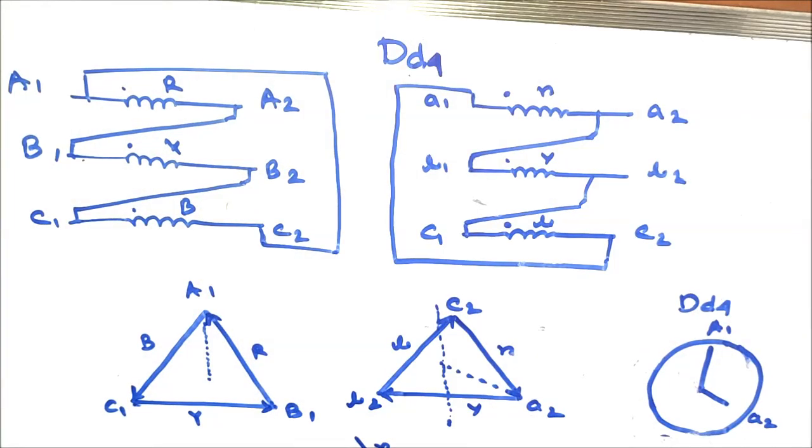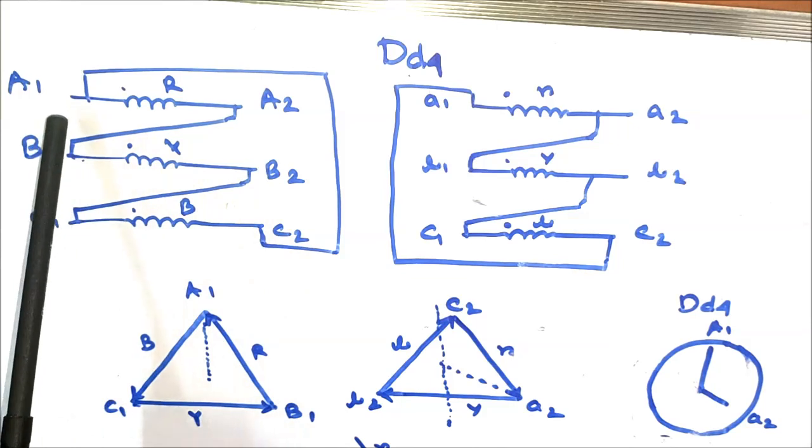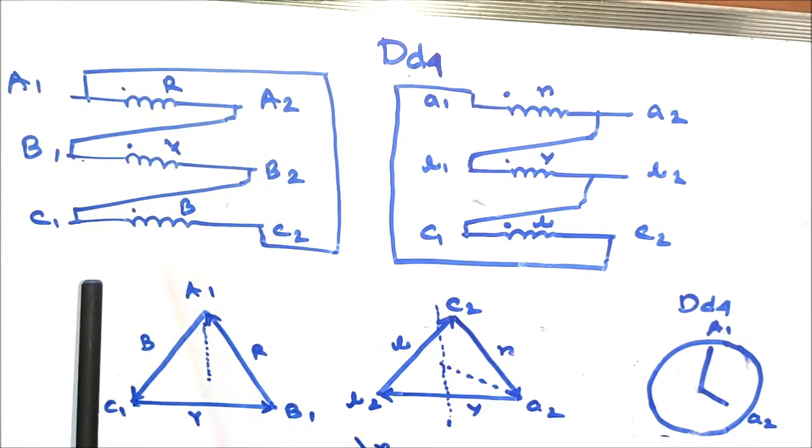Another vector group connection is Dd4. In case of Dd4, the HV side winding connection is similar to that of Dd10, that is A2 is shorted with B1, B2 with C1, and C2 with A1 to form the delta connection, and the connection terminals are A1, B1 and C1. In between A1 and B1 there exists the red phase, in between B1 and C1 the Y phase, and in between C1 and A1 the blue phase.